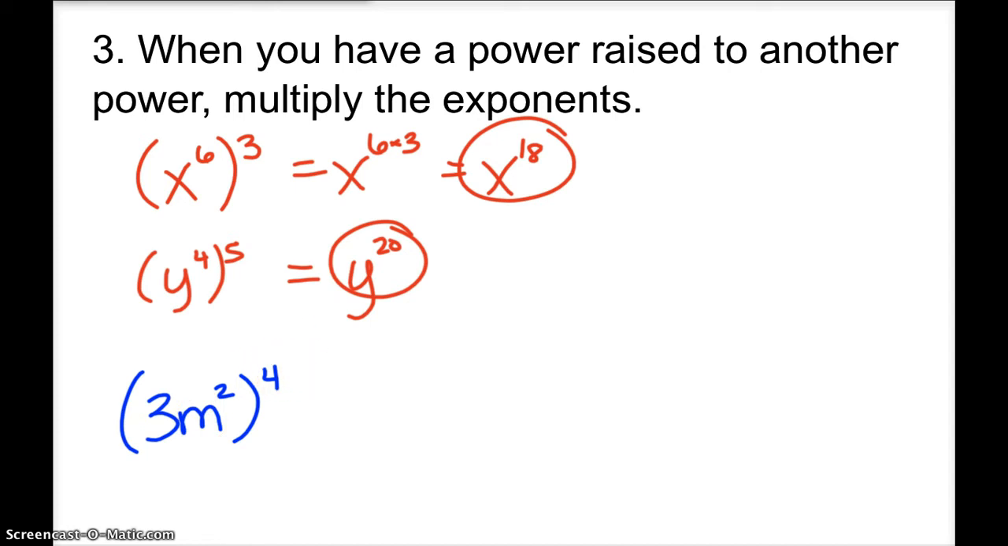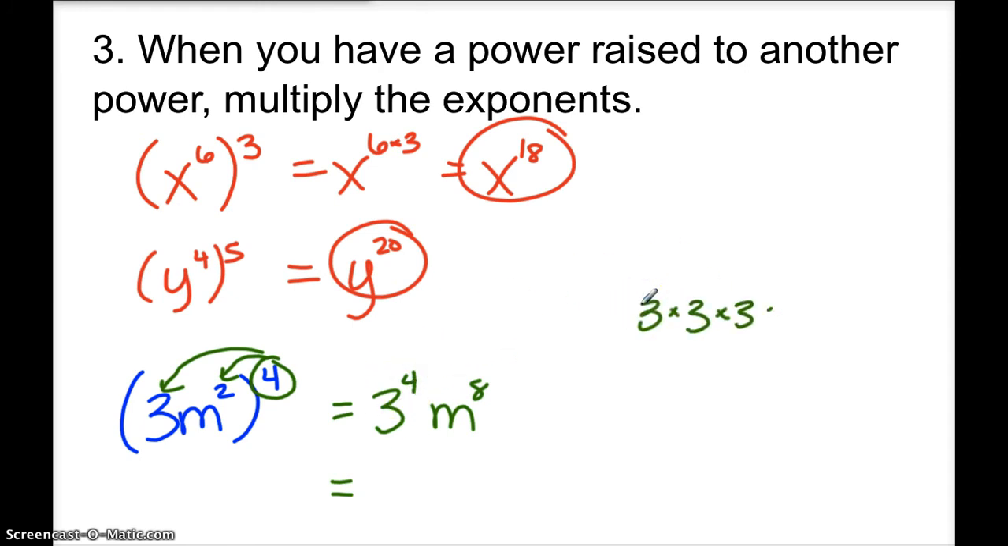Now this exponent of 4 that's on the outside actually goes with everything on the inside. It goes with the 3 and it goes with the m squared. So this would be 3 to the fourth, and then m, since the m was squared, we take those two exponents and multiply them together, so m to the eighth. And you could actually even go further and figure out what 3 to the fourth is. That's 3 times 3 times 3 times 3. Well, those two make 9, those two make 9. Altogether, they make 81. So that would be 81m to the eighth.